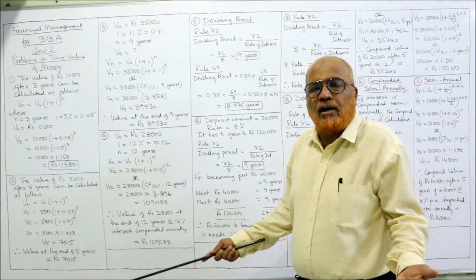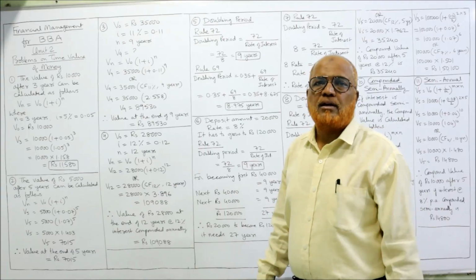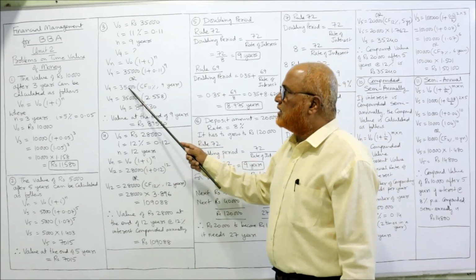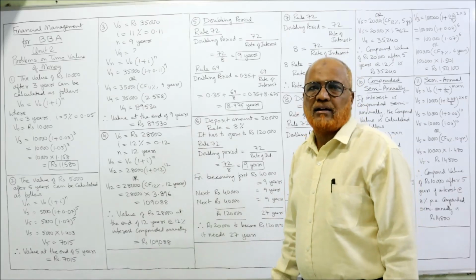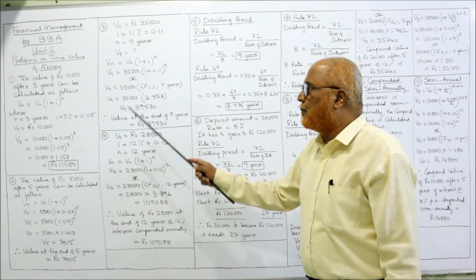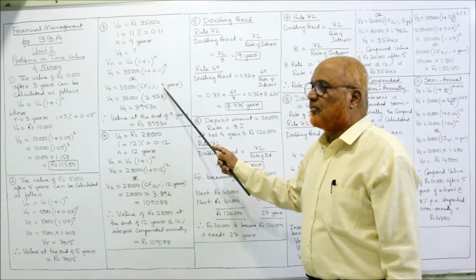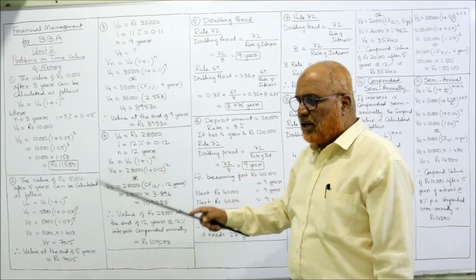If you calculate accurately, it's okay. But it is better to consult the compounding table. Or 35,000 into CF, the compounding factor table. Compounding factor, 11% is the rate and 9 years. So we want the compounding factor for 11%, 9 years.